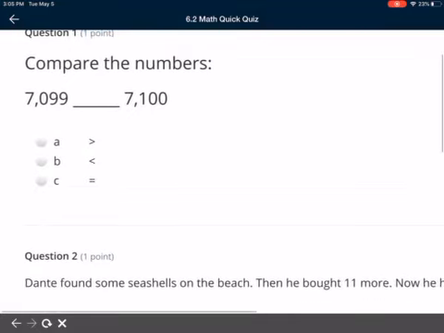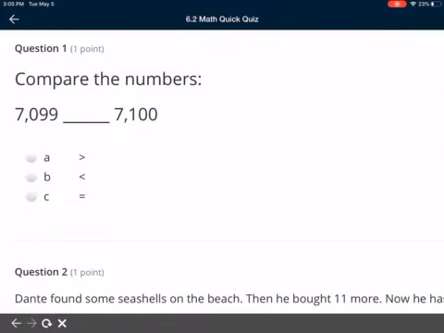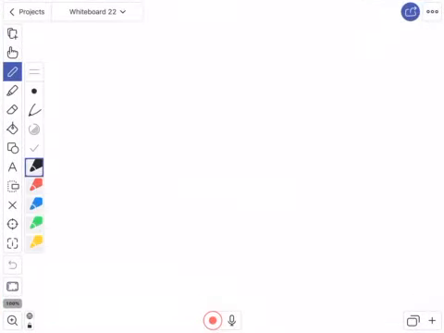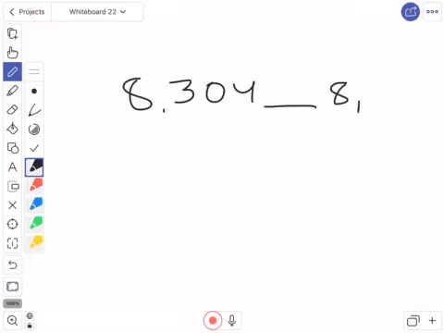For question number 1, again, it is comparing the numbers. So I'm just going to use a couple different numbers than the ones they actually have in that one. Let's say I was just going to use these numbers, 8,304 compared to 8,099.